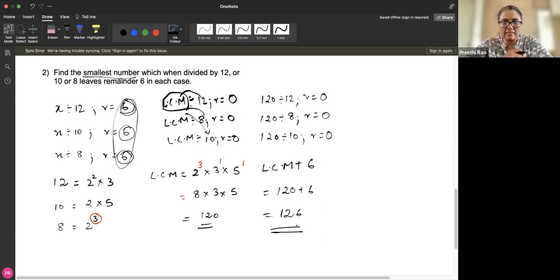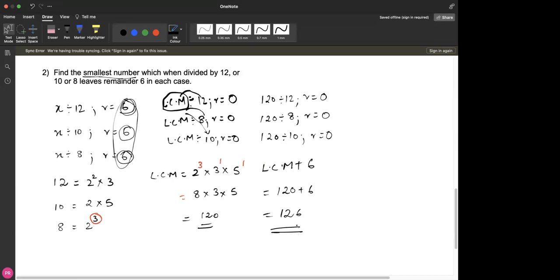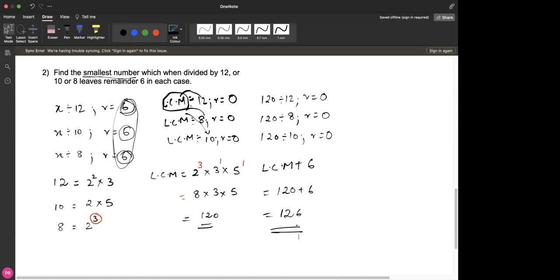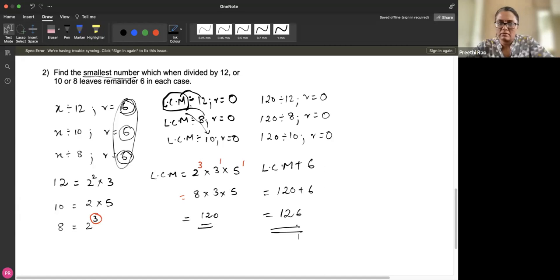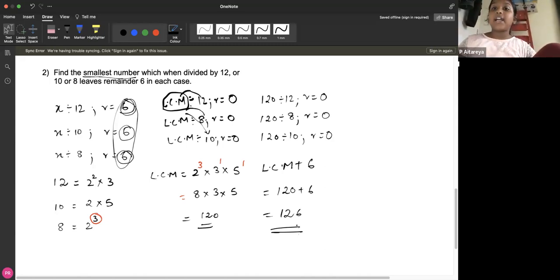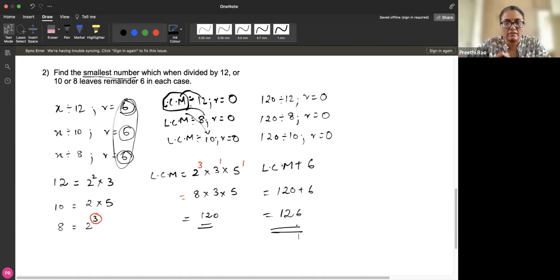Somebody had subtracted 6. Will that work? No, ma'am. They said that you subtract 6 and then add 6. In the first step you subtract 6 and then in the end you add 6. If we first subtract 6, we should again add 12, ma'am. Yeah, that won't work.